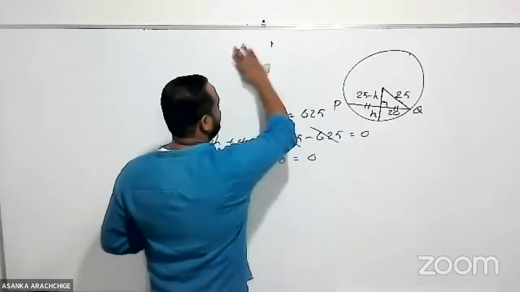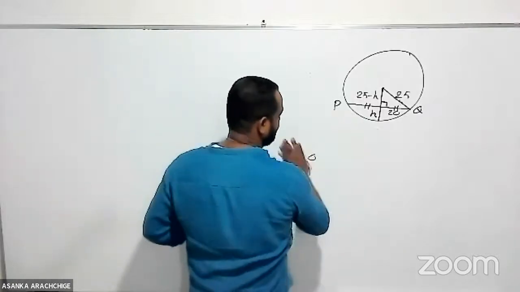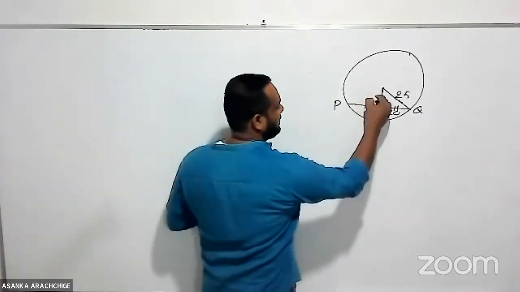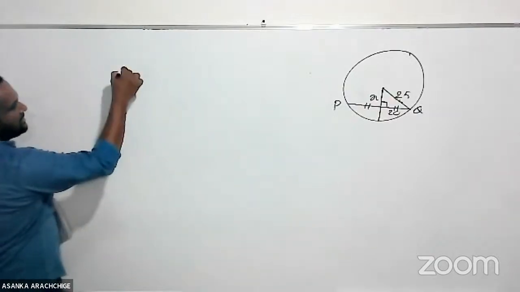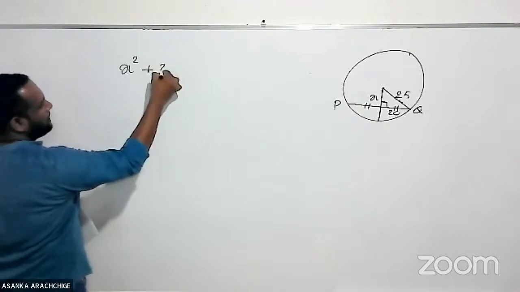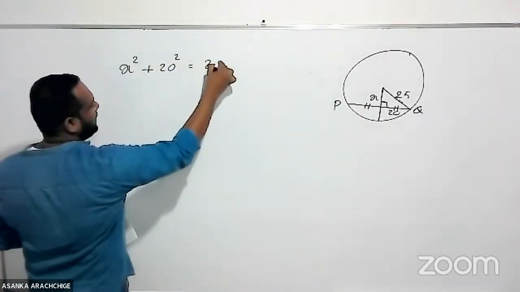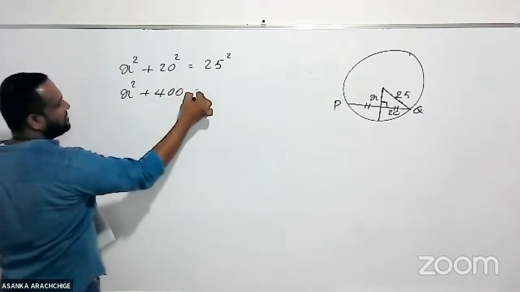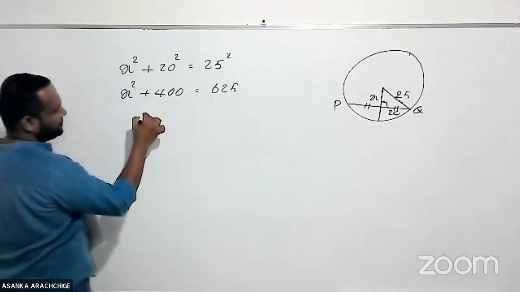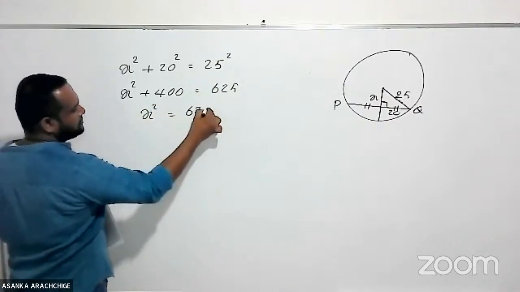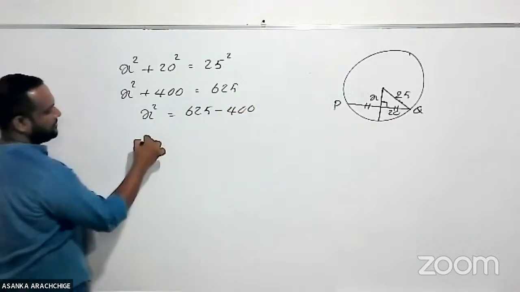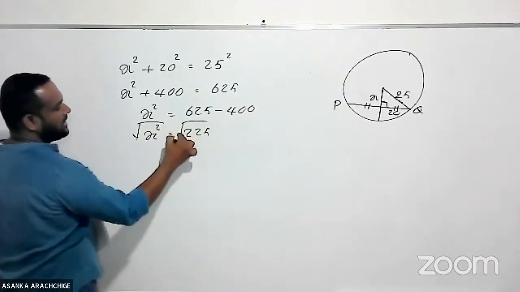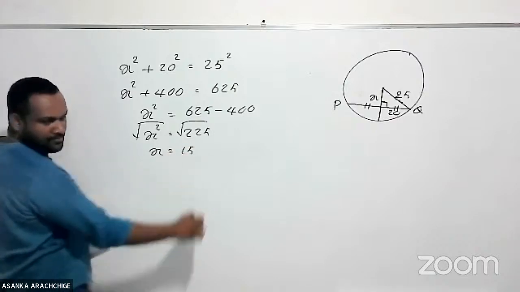Without doing it like that, that way is a little bit difficult. Take this as x. Then you can write x squared plus 20 squared is equal to 25 squared. x squared plus 400 equals 625. x squared is equal to 625 minus 400, so x squared is equal to 225. Now take the square root of both sides. x is equal to 15.